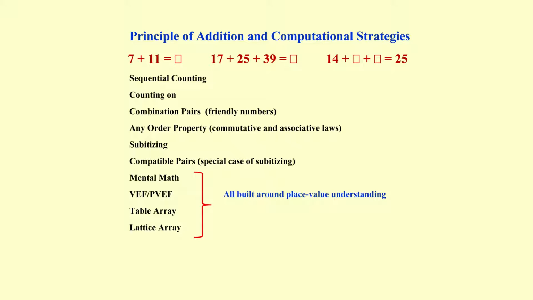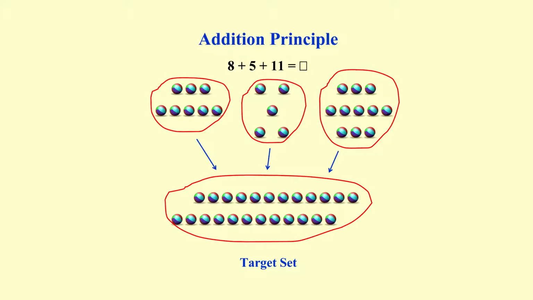So in this list provided here for strategies for finding the size of the target sets, you'll see the list starts off with sequential counting. Then you'll see counting on, combination pairs, any order property, subitizing, compatible pairs, mental math, value expanded form, place value expanded form, table array, and lattice array. We want to look at each one of these and make sure that we understand these. Now, these are progressive. These computational strategies are the ones that are used by kindergarten and first graders, and they move up to the kinds of strategies that third, fourth, and fifth graders will use in finding the size of target sets that emerge from the principle of addition.